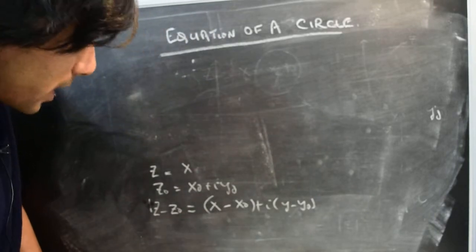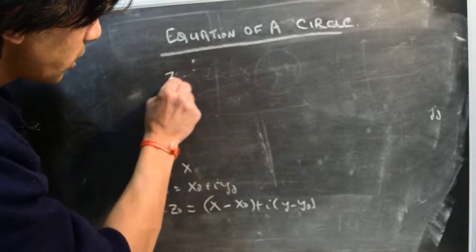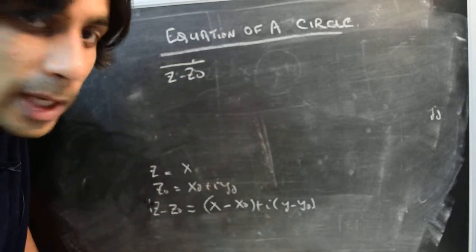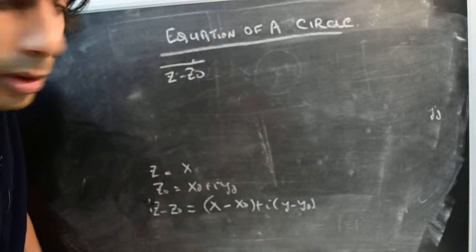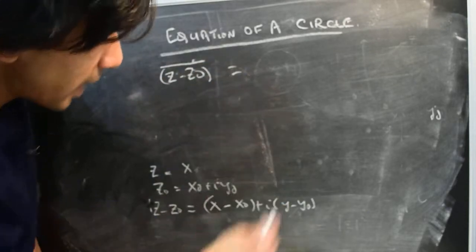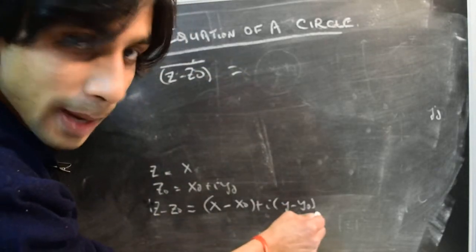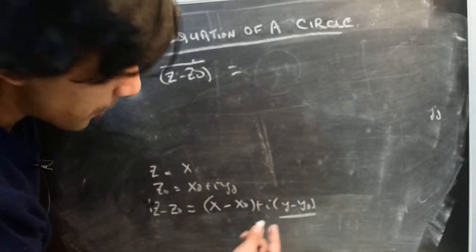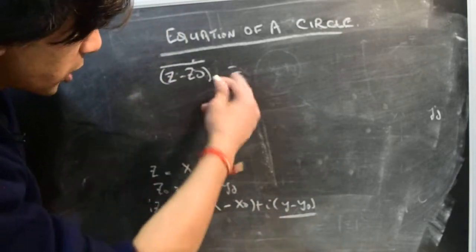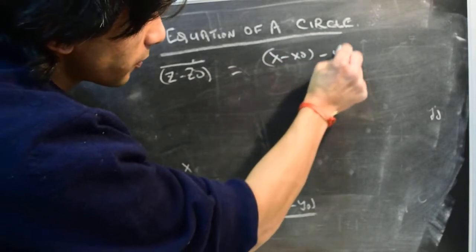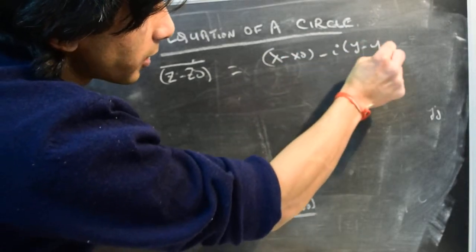So this is mod of z minus z0. What is the conjugate of z minus z0? If you recall the definition of the conjugate, essentially we take the imaginary part and flip the sign of the imaginary part. So the conjugate of z minus z0 is x minus x0 minus i times y minus y0.